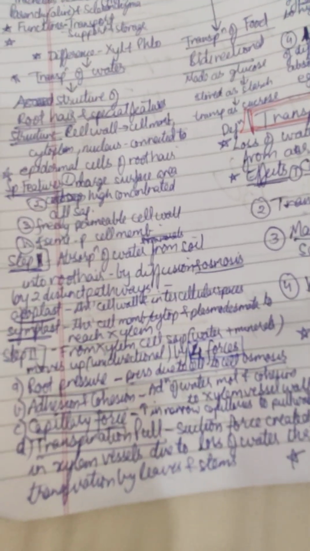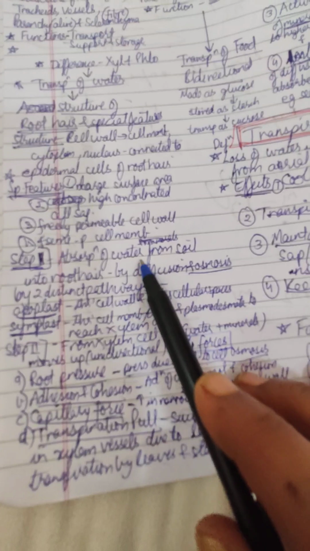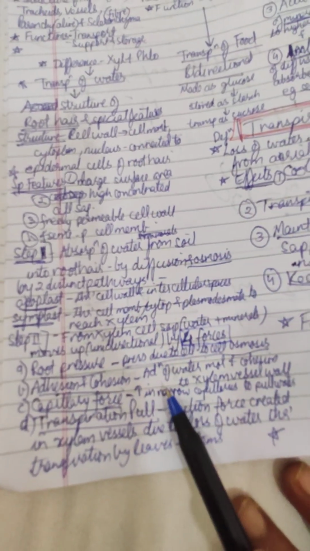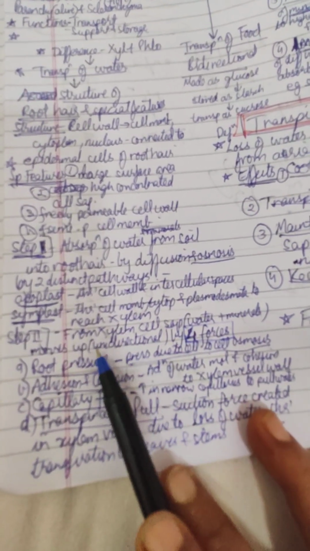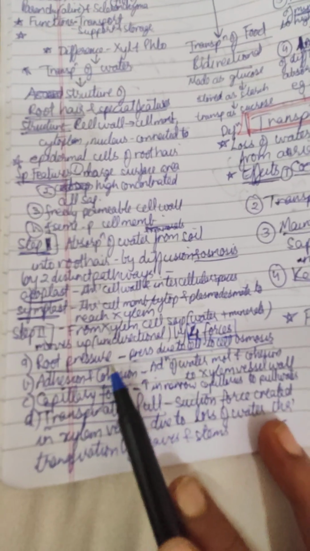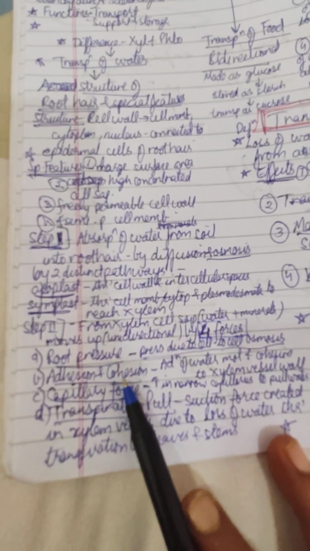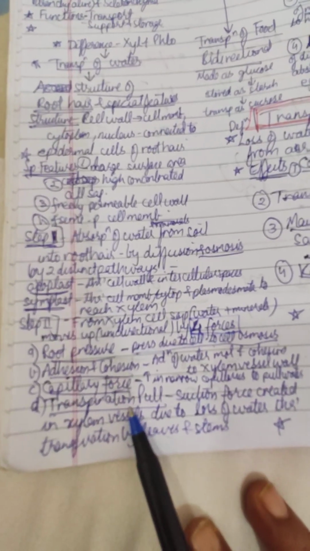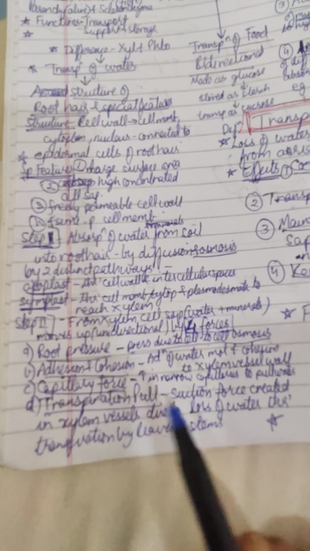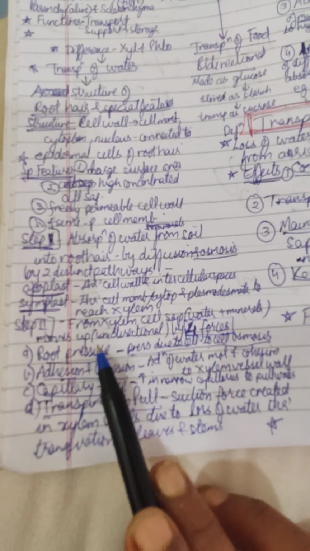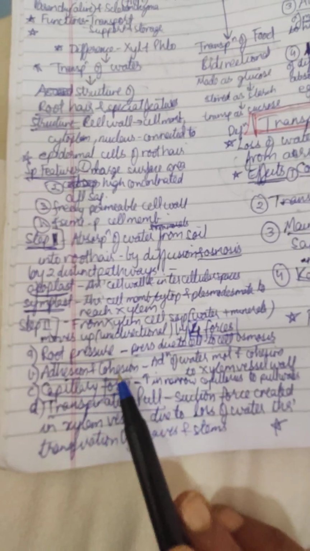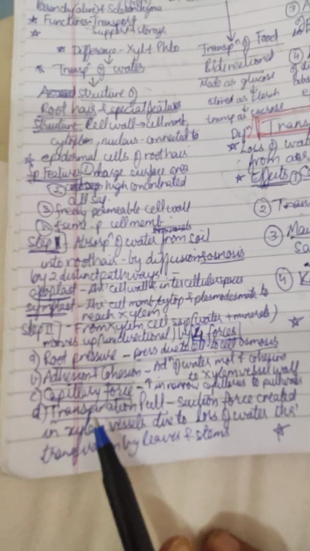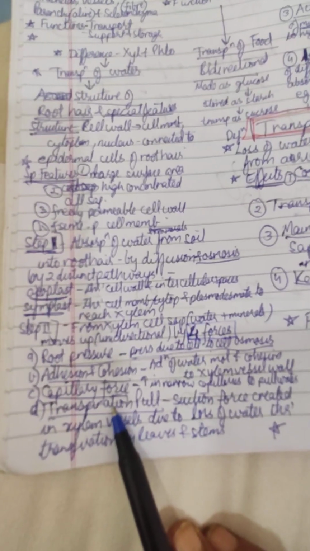What after reaching the xylem? Now once they have reached the xylem, the water has to be carried upwards against gravity. So here there are 4 forces which are acting. What are the 4 forces? Root pressure, adhesion and cohesion, capillary force and transpiration pull. Read this very thoroughly. Again, what are the 4 forces? Root pressure, adhesion and cohesion, capillary force, transpiration pull.